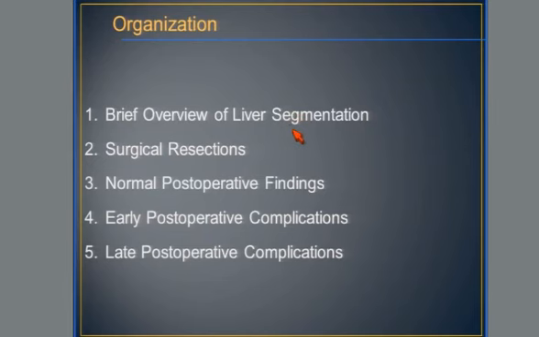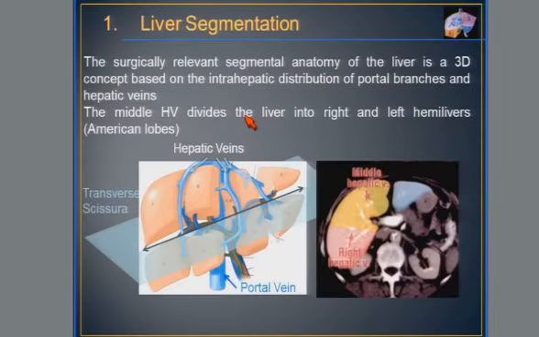This is the organization of the presentation. We will start with a brief overview of the liver segmentation. After that, we will go through the different types of surgical resection. I will go through the normal postoperative findings, and then I will show you some early postoperative complications. I will finish with the late postoperative complications.